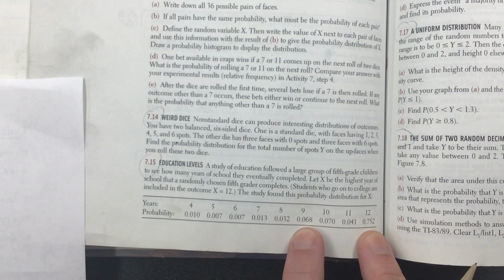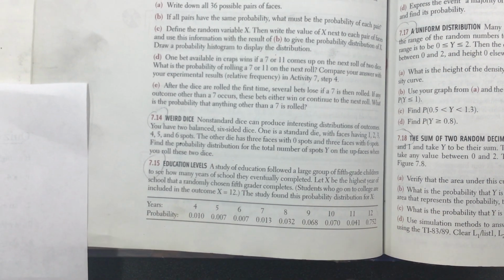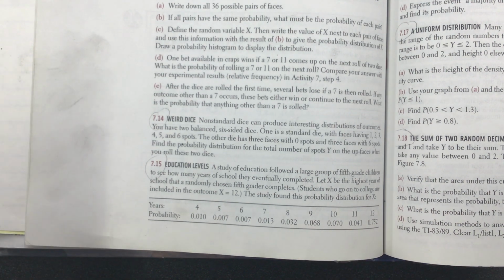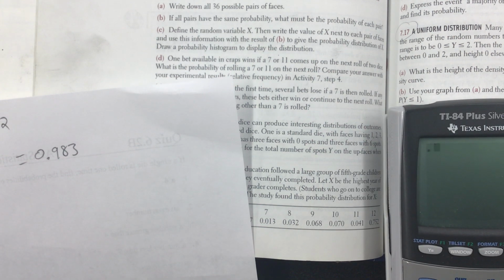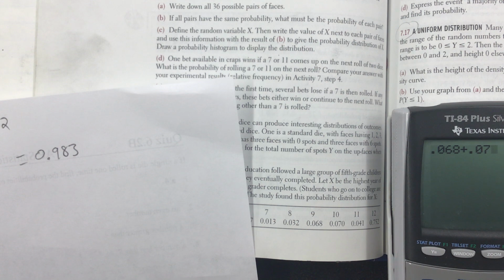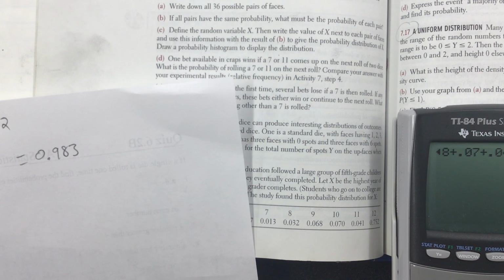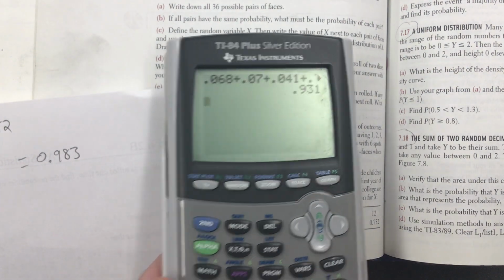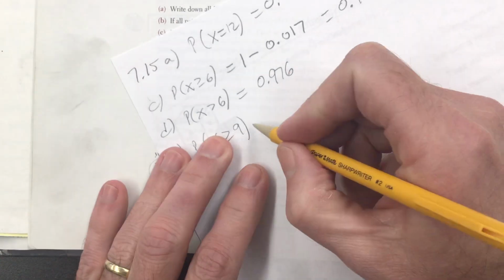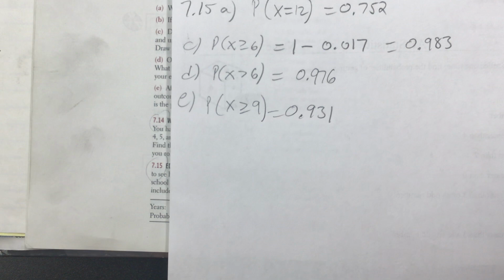Again, we could do the complement, but in this case, I'm looking at the complement versus just calculating it directly, and I'm going to calculate it directly. I add fewer numbers that way. So let's see. And we get 93.1%. And there you go.